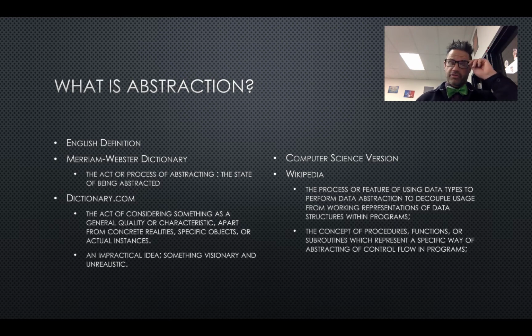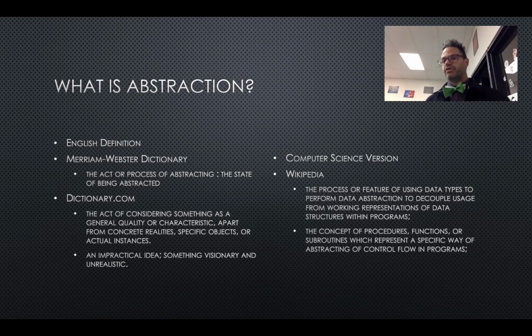Let's try the dictionary.com definition, a little bit better. The act of considering something as a general quality or a characteristic, apart from actual concrete reality, specific objects, or actual instances. An impractical idea, something visionary and unrealistic. No. In fact, we actually use abstractions in computer science to make it more practical, more realistic. We can get a better explanation of what we're doing.